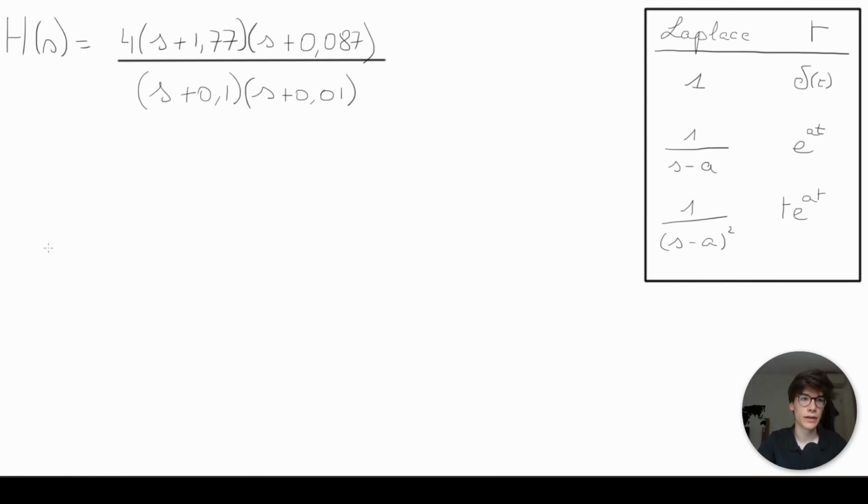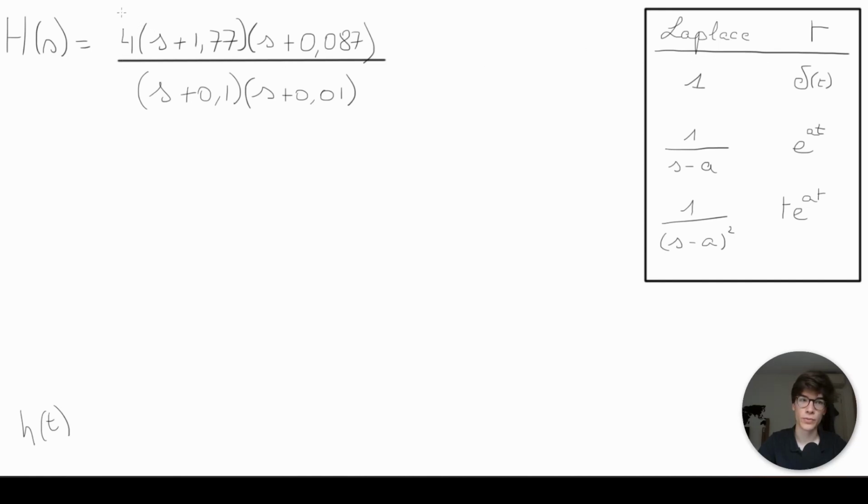What we have here is a transfer function in the Laplace domain. So the S stands for the Laplace domain. And what we want to do is transform this one into an impulse response, which is a function of time. So in the t domain, the time domain. And what we want to do is use these equations to transform something from the Laplace domain to the time domain.